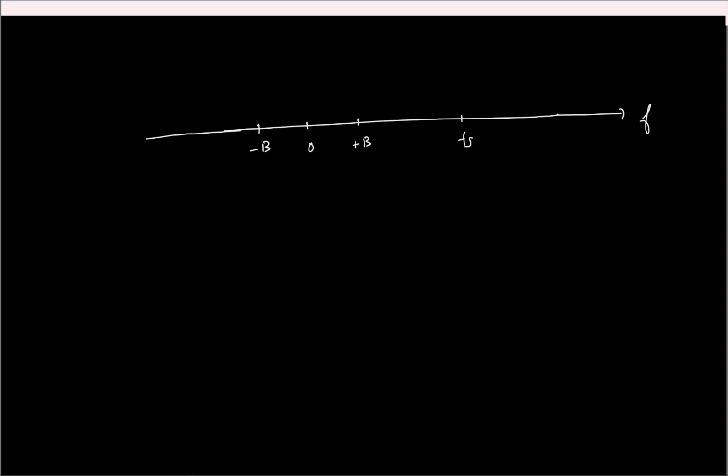It's greater than Fs by 2, but what is the exact... assume that Fs is much greater than B, right? I mean 2B for simplicity. You can maybe draw it in a more realistic way. Let's say B.